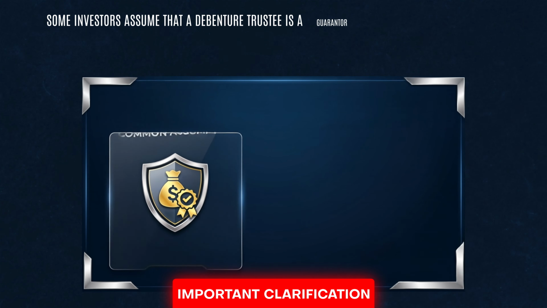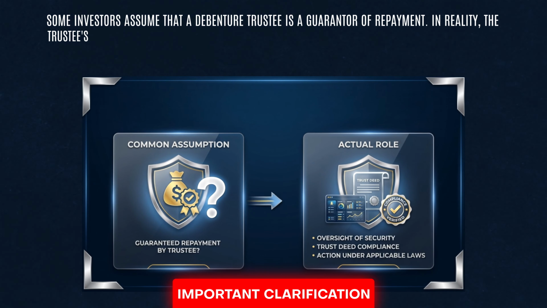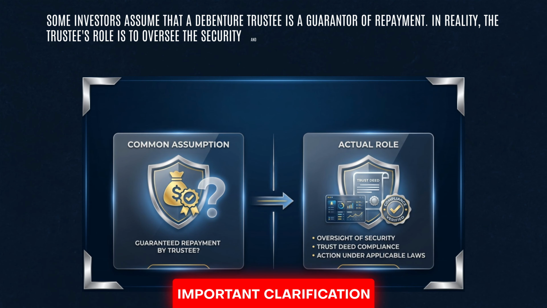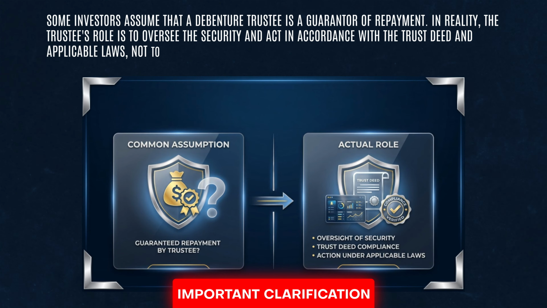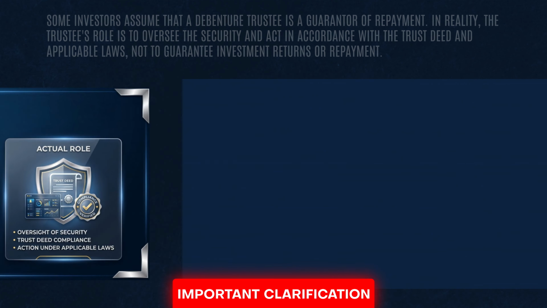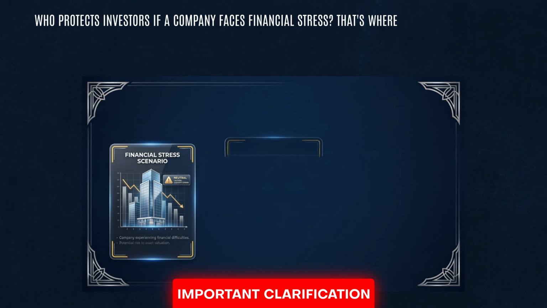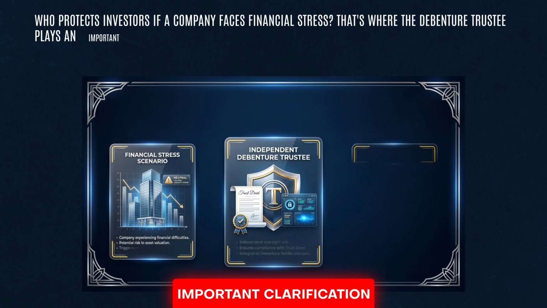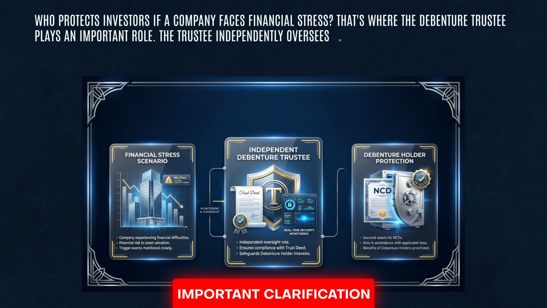Some investors assume that a debenture trustee is a guarantor of repayment. In reality, the trustee's role is to oversee the security and act in accordance with the trust deed and applicable laws, not to guarantee investment returns or repayment. Who protects investors? If a company faces financial stress, that's where the debenture trustee plays an important role. The trustee independently oversees the security created for the secured NCDs and acts in accordance with the trust deed and applicable laws for the benefit of debenture holders.